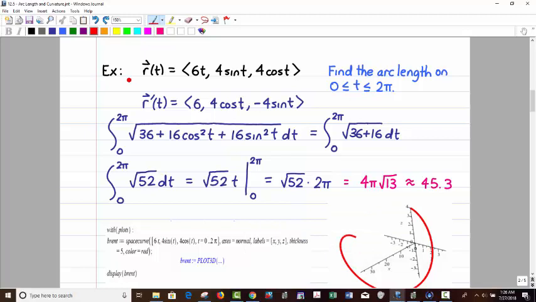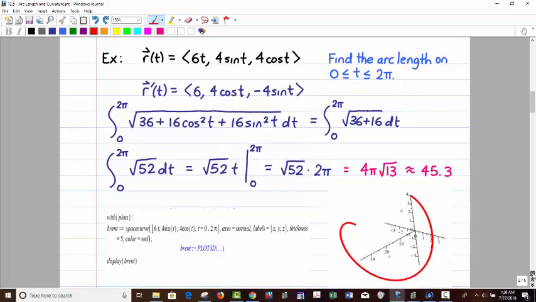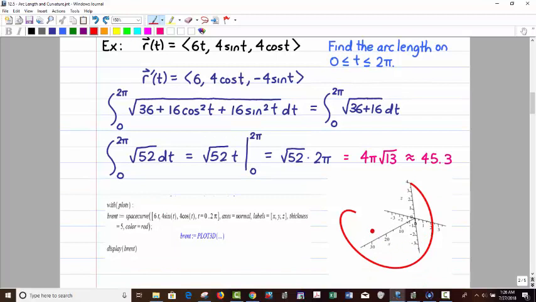For this example, r of t will be 6t, 4 sine t, 4 cos t. And we're going to find the arc length on the path from 0 to 2 pi, which here's the graph of it down here. It would have kept spiraling had we kept going on and on.